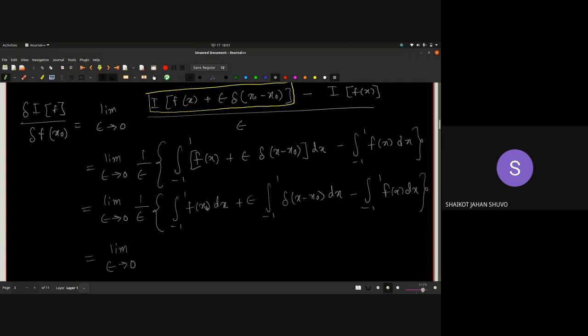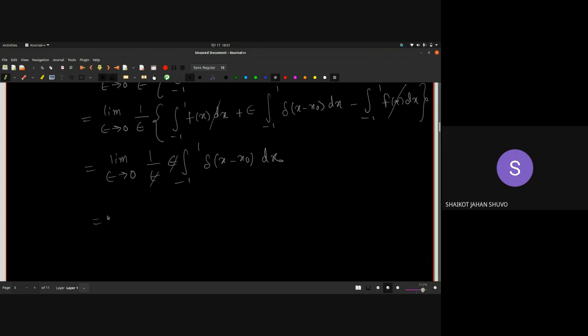Limit epsilon goes to 0, and you can immediately see these two terms cancel out, right? And all you have right now is something like this. Right? These two epsilons cancel out. So this is ultimately -1 to 1 delta x minus x0 dx, which is equals to 1 or 0, depending on whether this x naught point is in between -1 to 1. So how do we write it? Well, with an inequality, of course. This is otherwise. Let's say if x naught was equal to 2, then it would be 0. But if x naught is equal to, let's say, 1 or 0.5, it's 1.